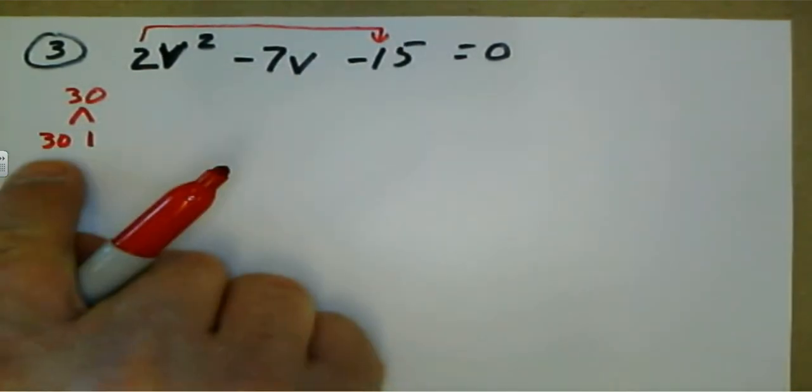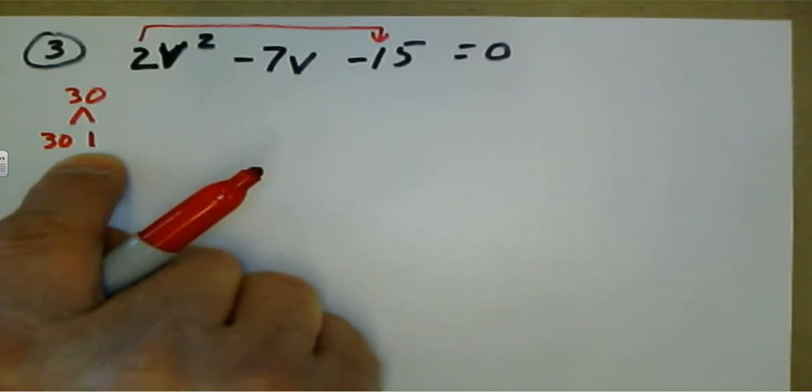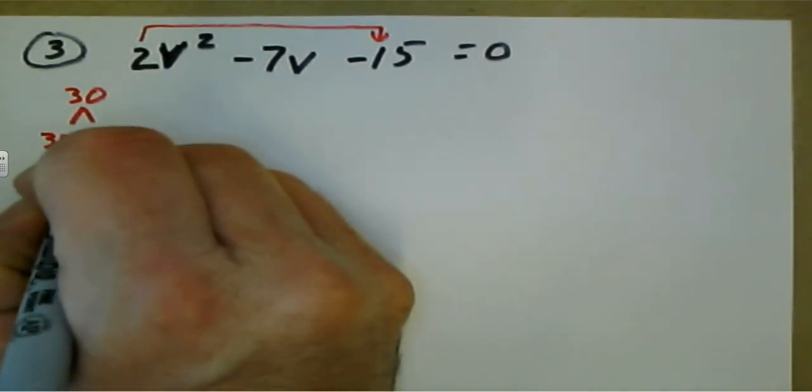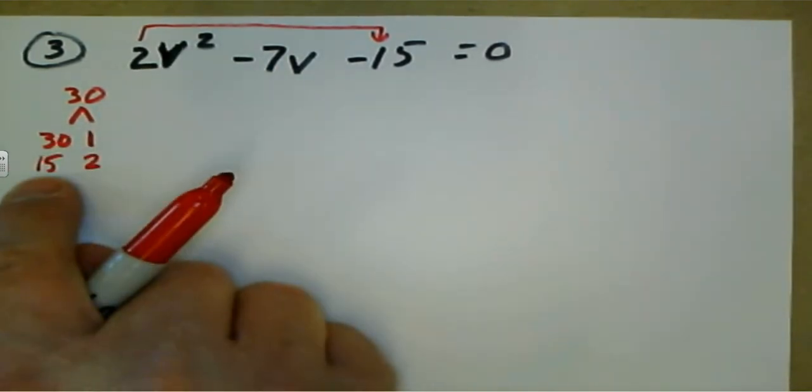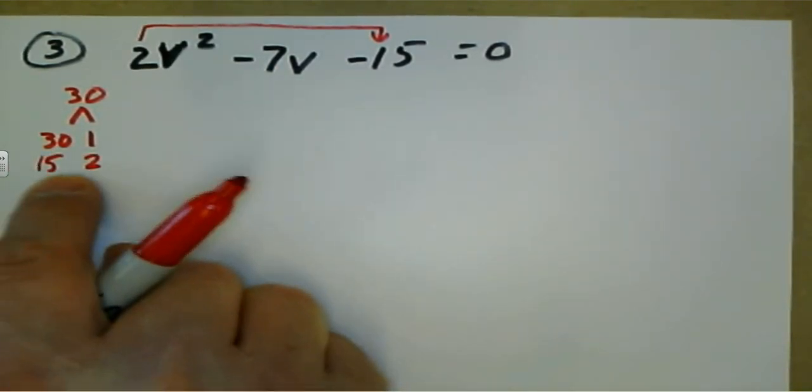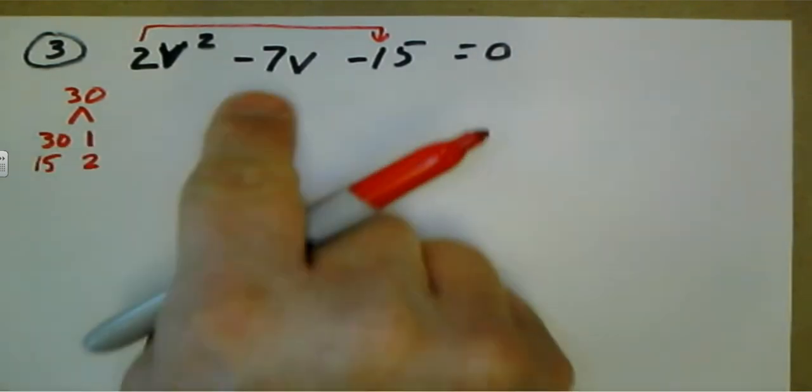No way we're going to get 7 from here. That's going to be 29 or 31. We'll take 2. 30 divided by 2 is 15. 15 plus 2 is 17. 15 minus 2 is 13. Not going to get us the 7.